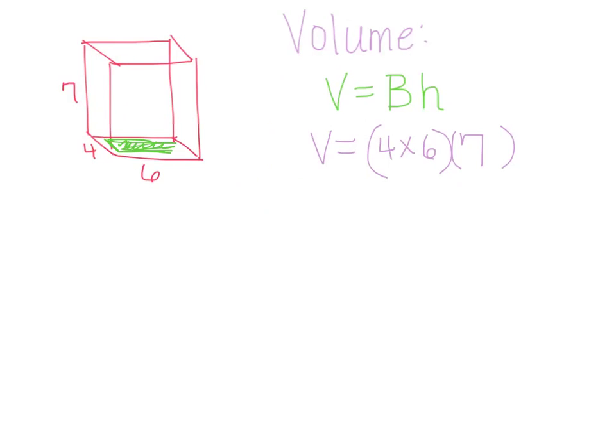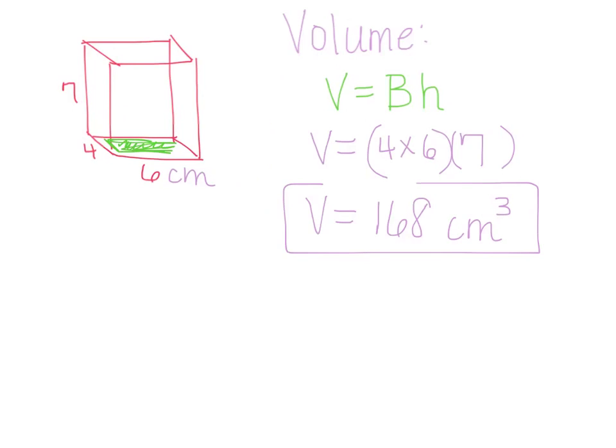So really I'm just timesing all of them. 4 times 6 times 7. And I get, for the volume, 168. And then I didn't give you a label, we'll just say it's centimeters. And it would be centimeters cubed. So volume is always cubed. And just as a quick reminder, this number tells us what's the capacity of this rectangular prism.